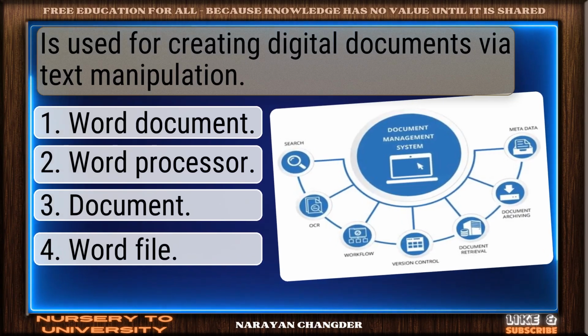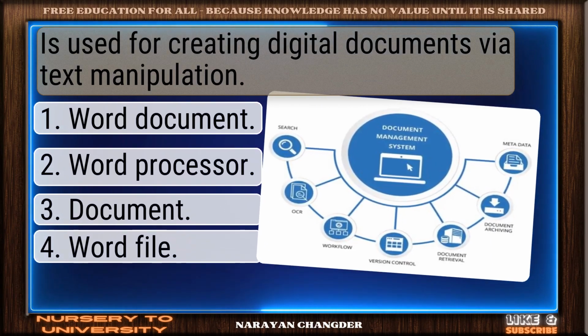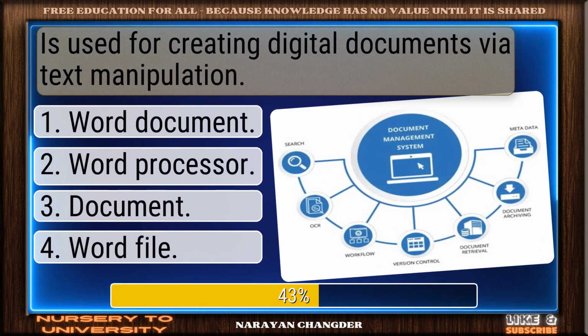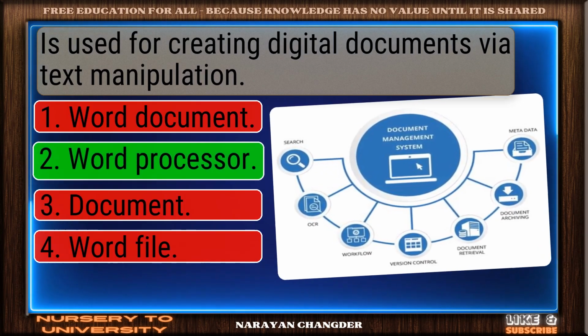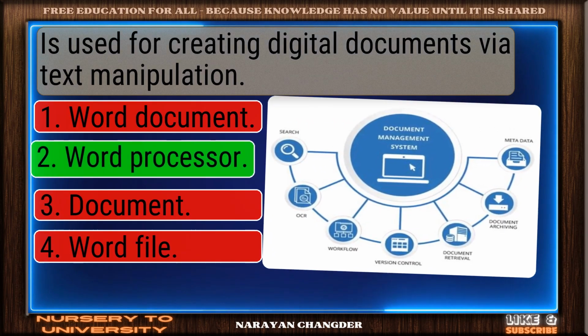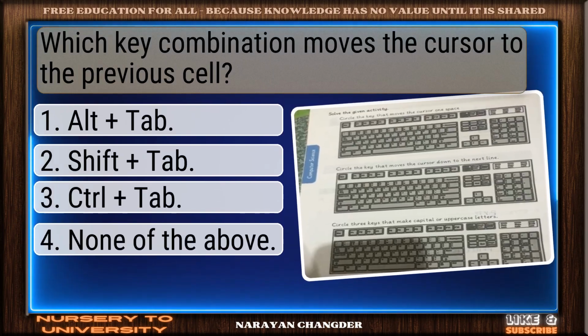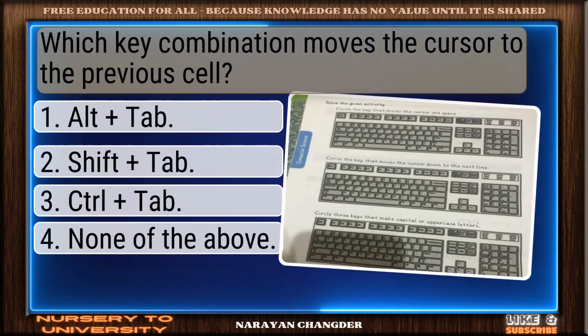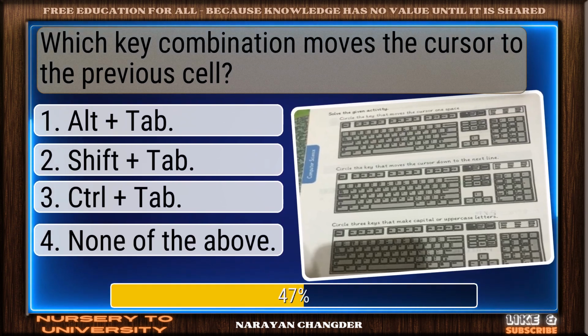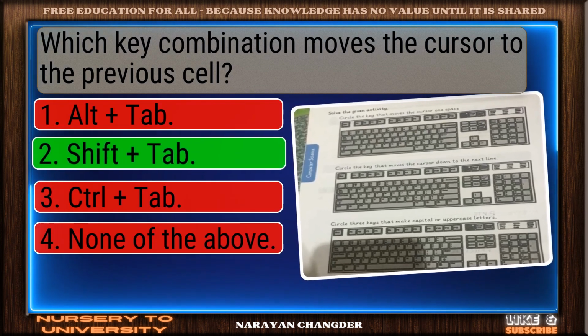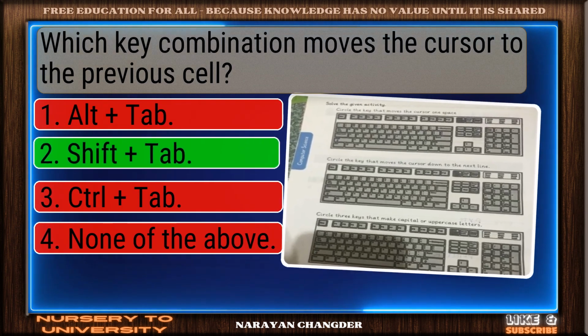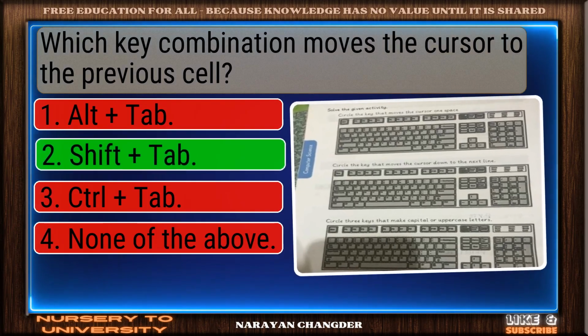Is used for creating digital documents via text manipulation. Clear logic. Your choice word processor is sound and 100% true. Which key combination moves the cursor to the previous cell? You got it. Your choice Shift plus Tab is right.